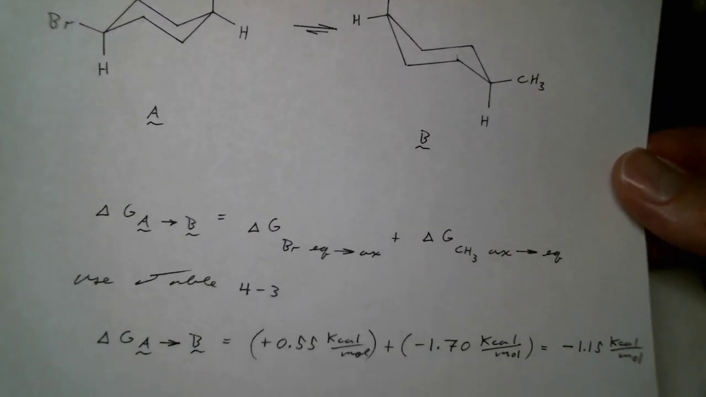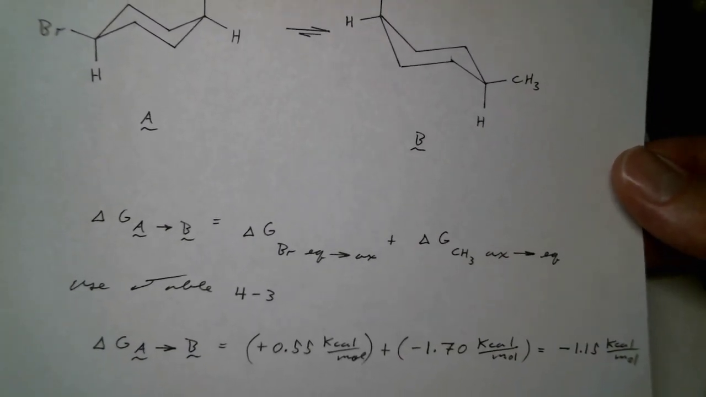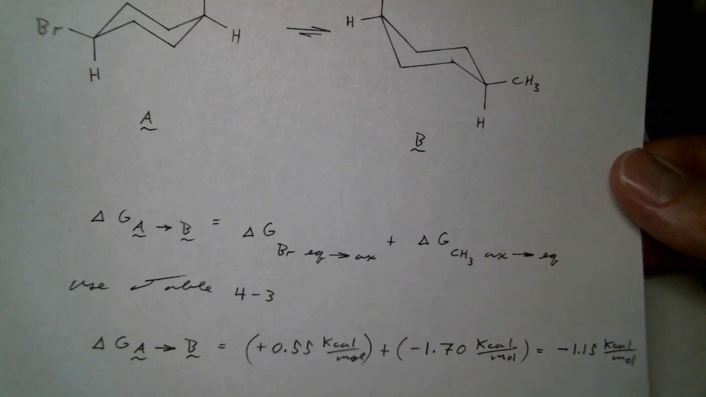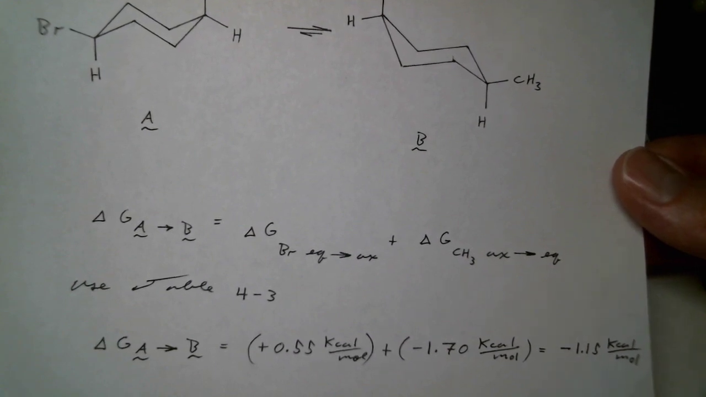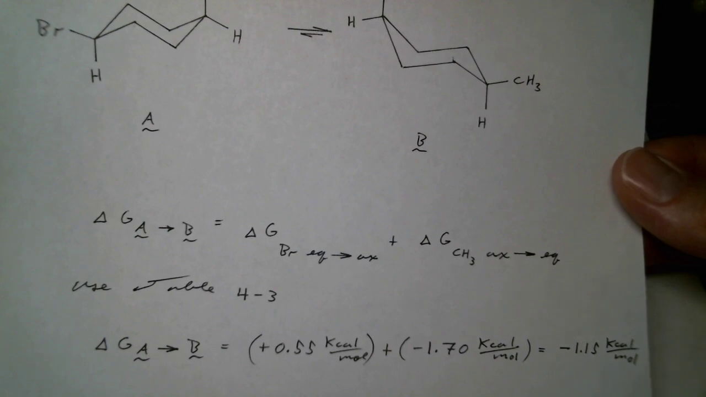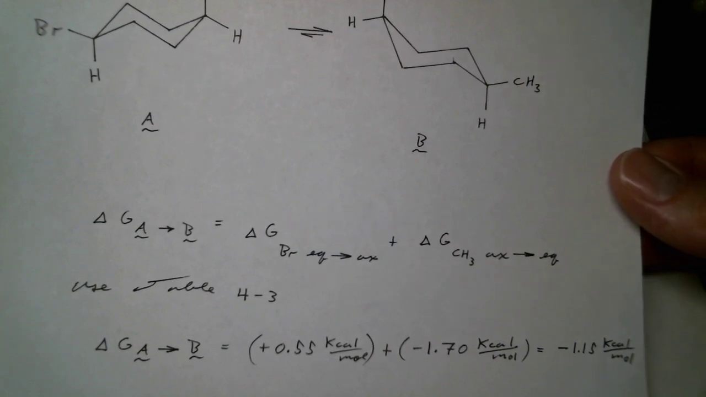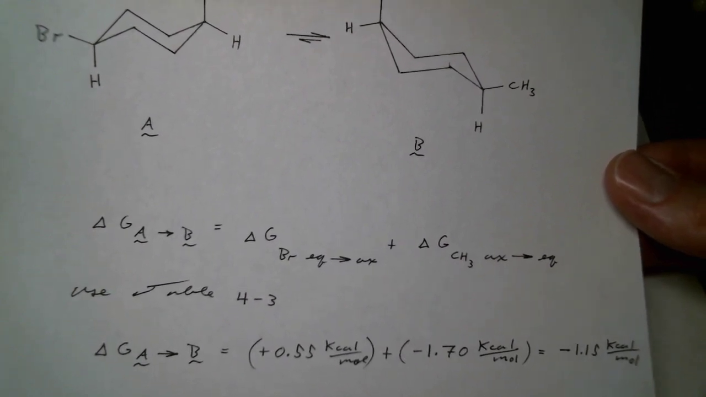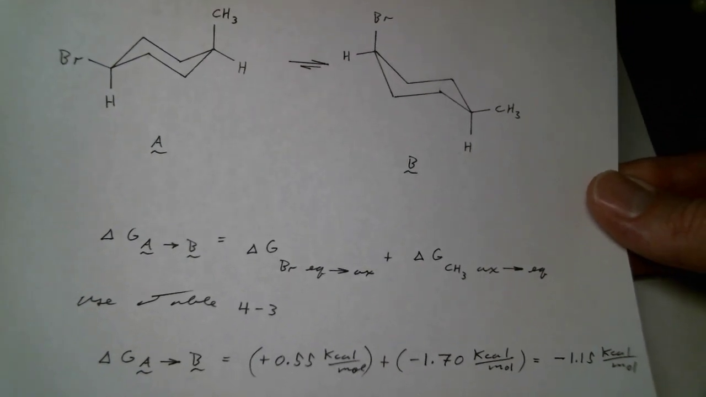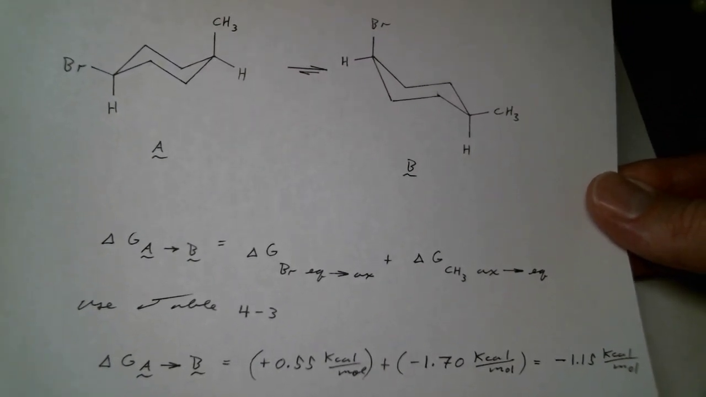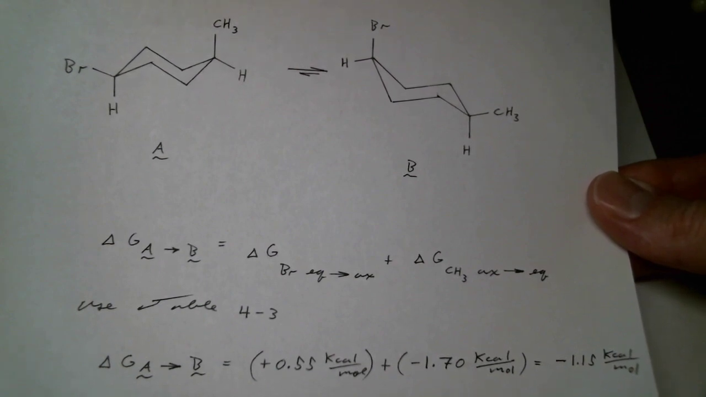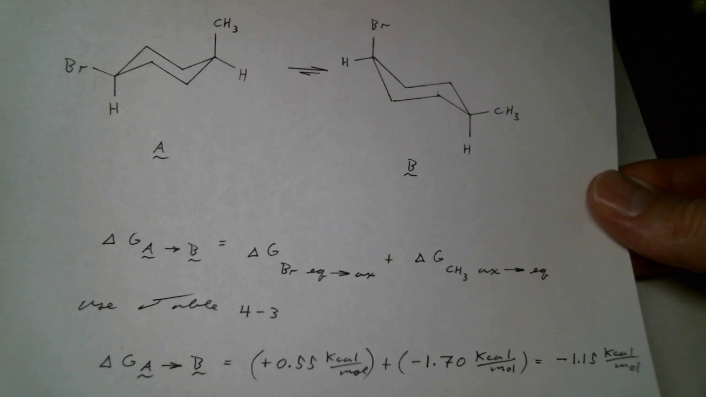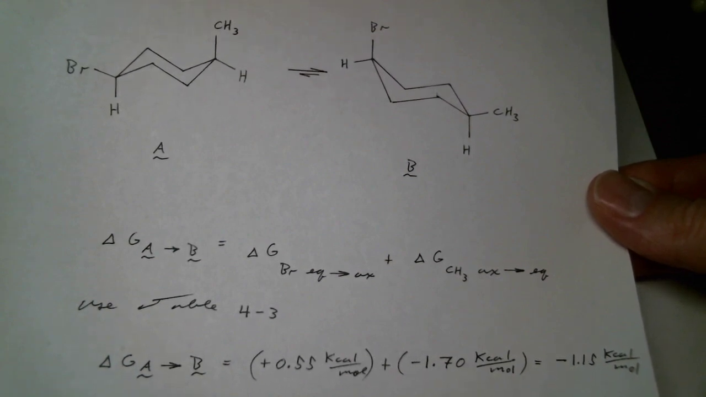So we use table 4.3 and we can calculate that the change in free energy for A going to B would be plus 0.55 kcals per mole plus negative 1.70 kcals per mole for an overall negative 1.15 kcals per mole. What this tells us is conformation B is energetically favored. So we prefer to be in conformation B. It's the more stable conformation for this molecule.